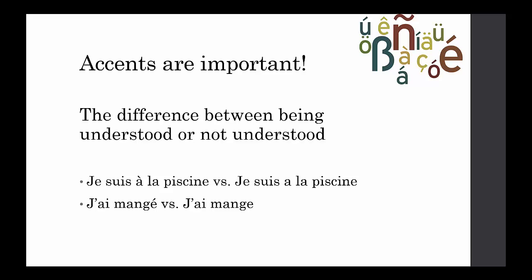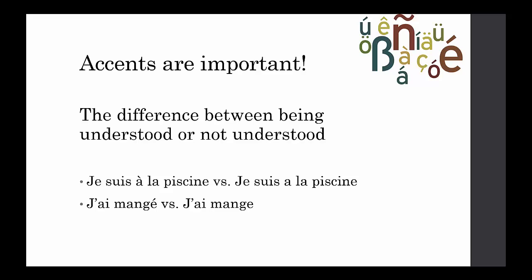So the first sentence, je suis à la piscine, means I am at the swimming pool. Whereas in the second sentence, we take the accent off the letter A. Je suis a la piscine. It is pronounced the same, but written, it has a very different meaning. It means I have the pool. So the accent makes a huge difference.